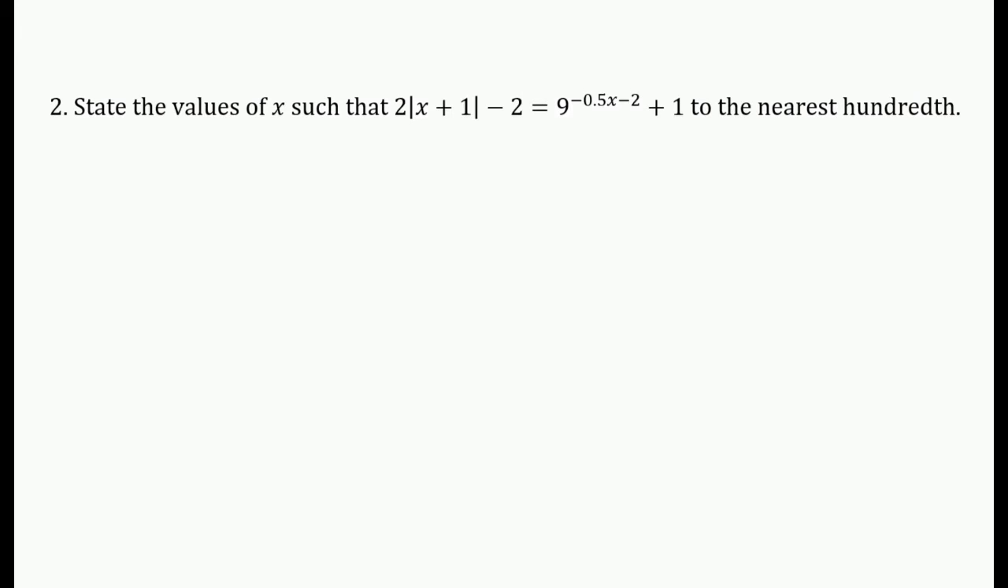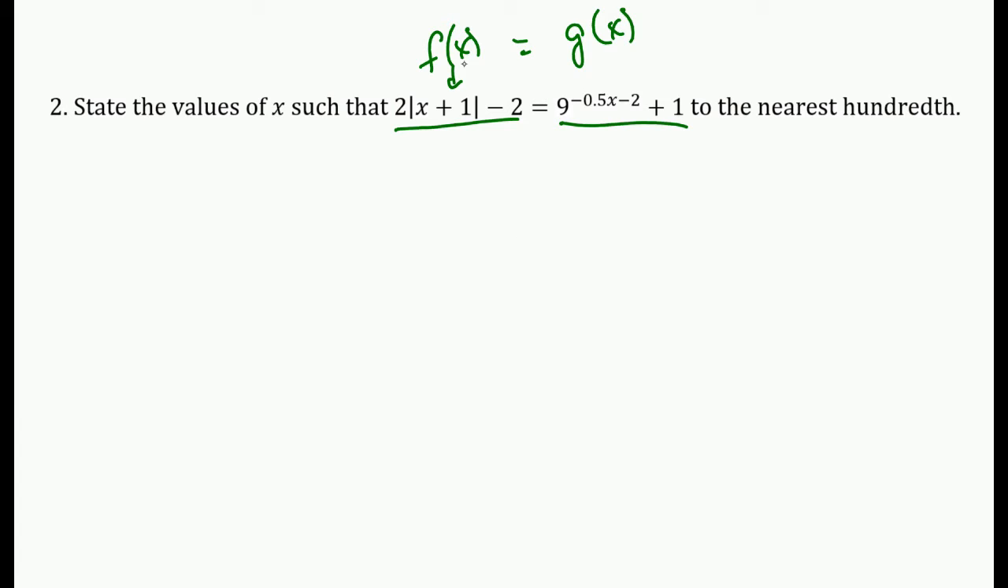Number 2, state the values of x such that 2 times the absolute value of x plus 1 minus 2 equals 9 to the negative 1/2 x minus 2 plus 1 to the nearest hundredth. So this is a bizarre equation. I have an absolute value function equals an exponential function. Hopefully you recognize that you're going to plug this into your calculator and set y1 equals y2. So let's go do that.